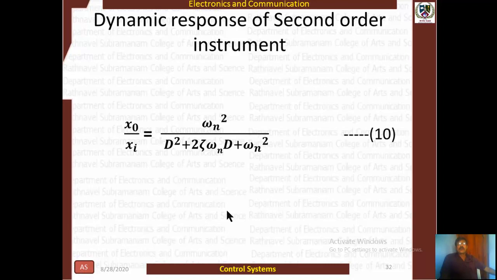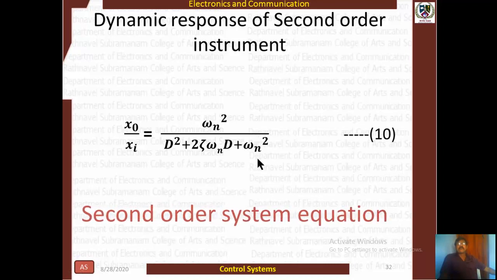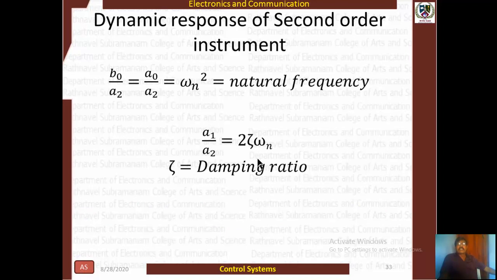Now this equation: x0 by xi is equal to omega n square divided by d square plus 2 zeta omega n d plus omega n square. This equation is the second order system equation. The order of this equation is 2. Here b0 by a2 is equal to a0 by a2 is equal to omega n square. It is the natural frequency. a1 by a2 is equal to 2 zeta omega n. Zeta is the damping ratio.